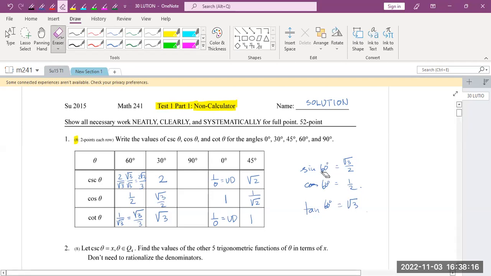Okay, how about 90 degrees? Sine 90 degrees is 1. So cosecant 90 degrees, the reciprocal of sine, is just the reciprocal of 1, which is 1. Now, cosine 90 degrees is 0. Tangent 90 degrees is 1 over 0, which is undefined. Now, cotangent will be 0 over 1, which is 0. That's it. Now that's question number 1. Let's go on to question number 2.